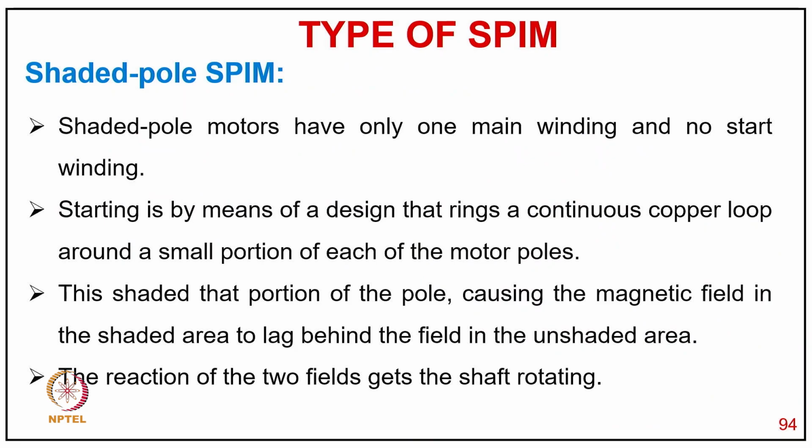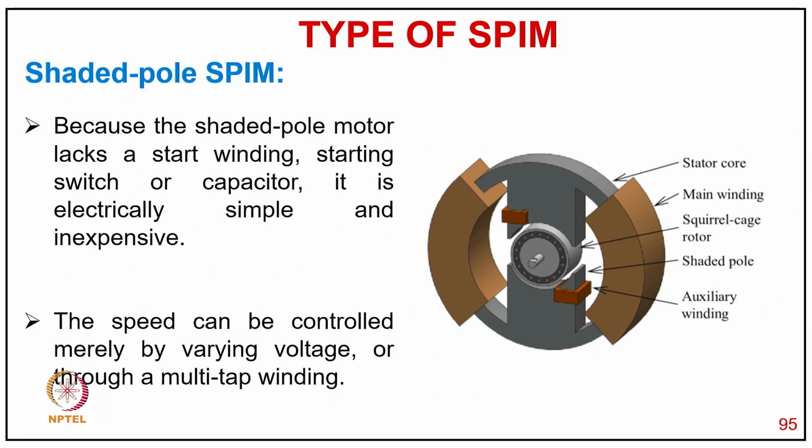So the shaded pole motor has only one winding and no start winding. So starting is by means of the design of rings, a continuous copper loop around a small portion of each of the motor stator poles, and this shaded portion of the pole causes the magnetic field in the shaded area to lag behind the field of the unshaded portion. The reaction of the two fields gets the shaft rotating, as you can see here in the diagram how the shading coil is put on the core and the winding put on the other portion.